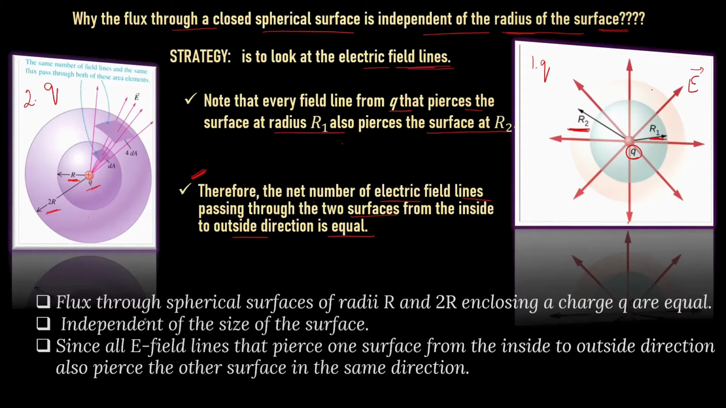Similarly, in this figure, the flux through the spherical surfaces of radii r and 2r enclosing a charge q are equal. That is, it is independent of the size of the surface. Whatever field lines pass through this dA surface will still pass if we increase the surface area. In this figure we have increased the surface area to 4 times the previous case, but the field lines remain the same. Field lines have not been quadrupled. So the flux will remain the same whether we increase the area 10 times, 4 times or 16 times. It is independent of the radius of the given surface.